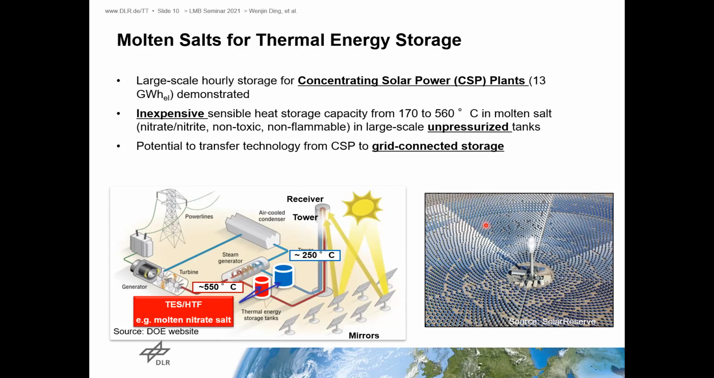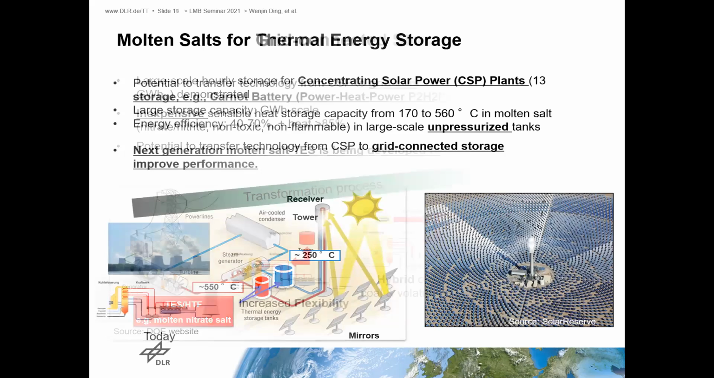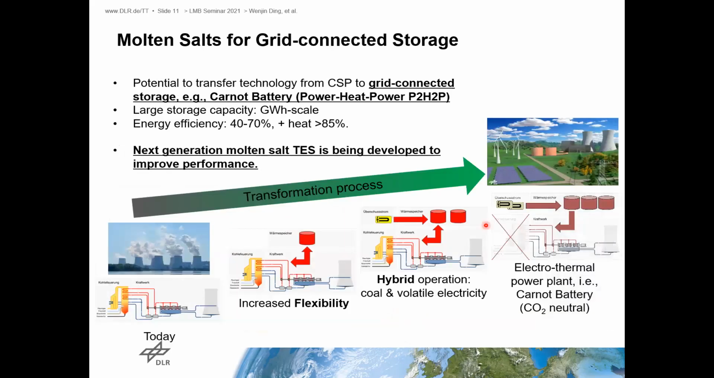unpressurized tanks. And besides the CSP, molten salt heat storage technology has other potential applications to the grid-connected storage. So in our institute, we are developing power to heat and heat to power again, such electricity storage technologies. We name it the Carnot battery, and that means the storage based on heat storage technology.